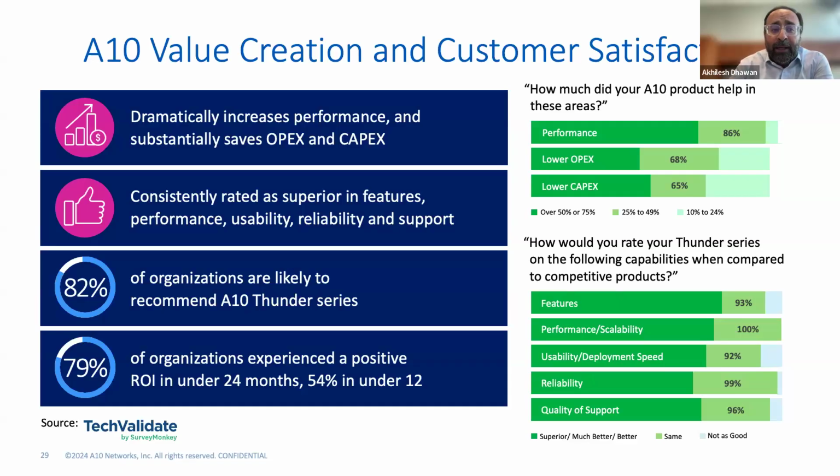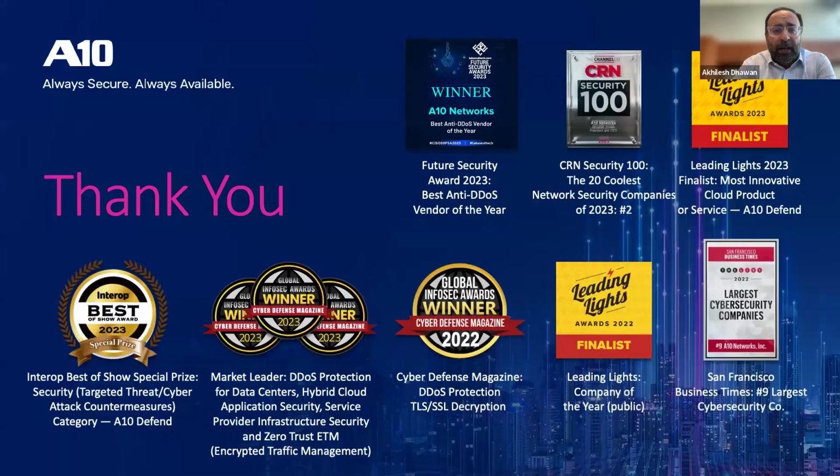A quick summary on A10. As you heard from us, we help customers make their applications available, as well as protect them against all these application layer attacks, dramatically increasing the performance of their applications. And with the convergence and consolidation that we offer, we allow them to save substantially on OpEx and CapEx. We are consistently rated as superior in features against our competitors. So if you're looking at alternative solutions, do look at us. With that, I'm going to open up the session for any questions.